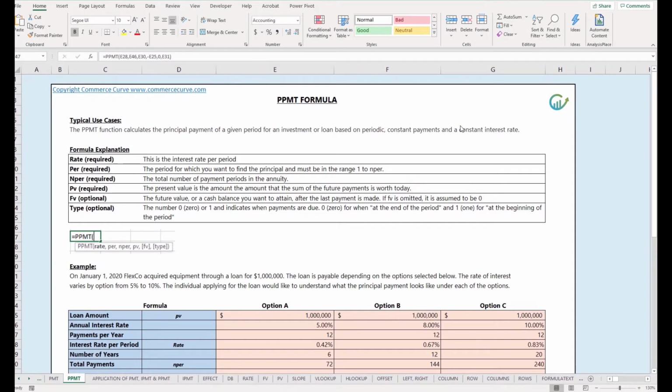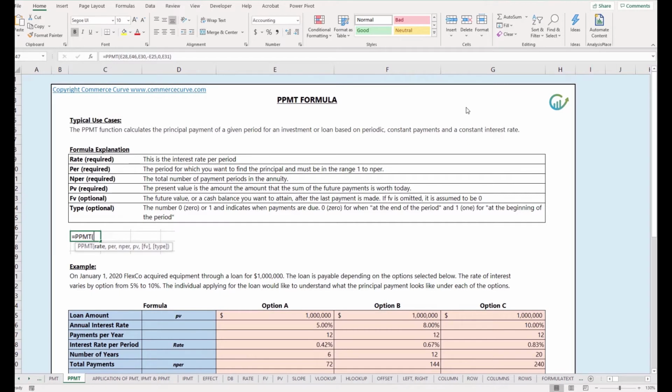In this lesson, we're going to review the principal payment formula. The principal payment formula is a formula used within Microsoft Excel to calculate the principal payment of a given period for an investment or loan based on specific periodic constant payments and a constant interest rate. So this is a useful formula when you want to figure out what the principal payment will be under a loan circumstance. So let's take a look at the formula explanation in detail.